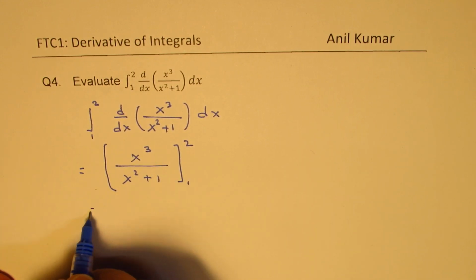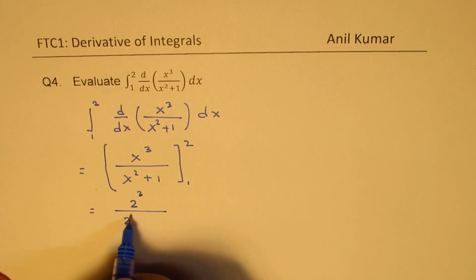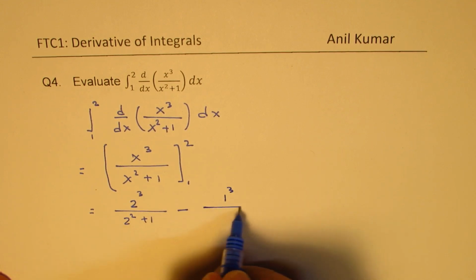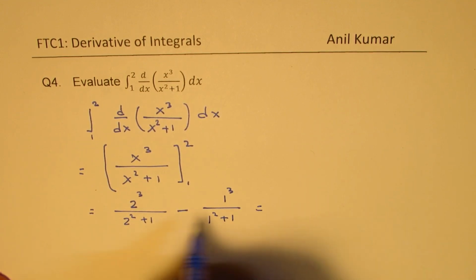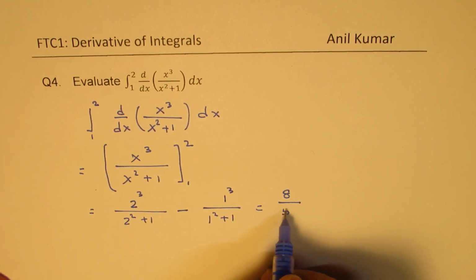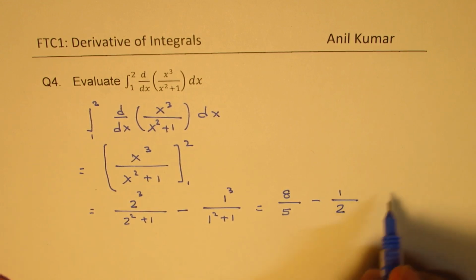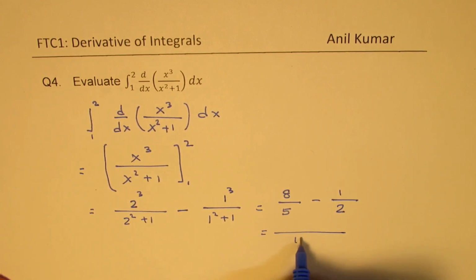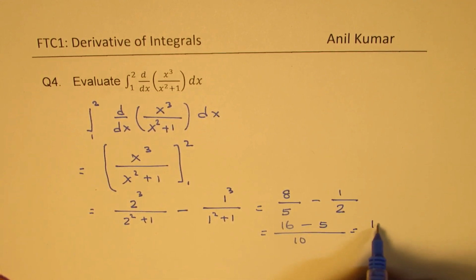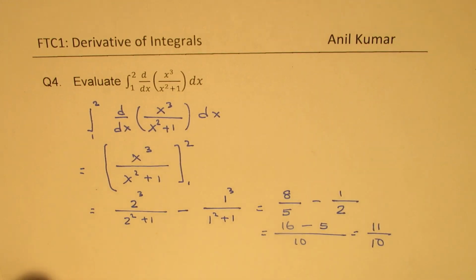So let's substitute. When you substitute 2, we get 2 cubed over 2 squared plus 1, minus 1 cubed over 1 squared plus 1. Correct? So we get 8 over 5 minus 1 over 2, right? So that's what you get. With a common denominator of 10, you get 16 minus 5, or 11 over 10. Perfect. So that is how you're going to answer this.